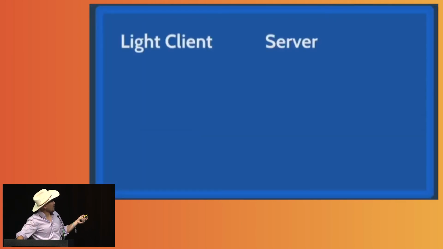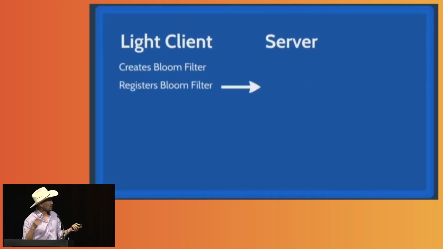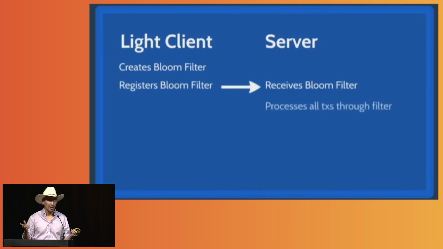Let's go over very quickly how this works. The light client has to create a Bloom filter and then register the Bloom filter with the server. At that point, the server has to process all the transactions in a block through that filter. This is the key bad thing about BIP37: on a per-Bloom-filter basis, and per filtered block request, the server has to calculate all of this. So there's work for the server to do.